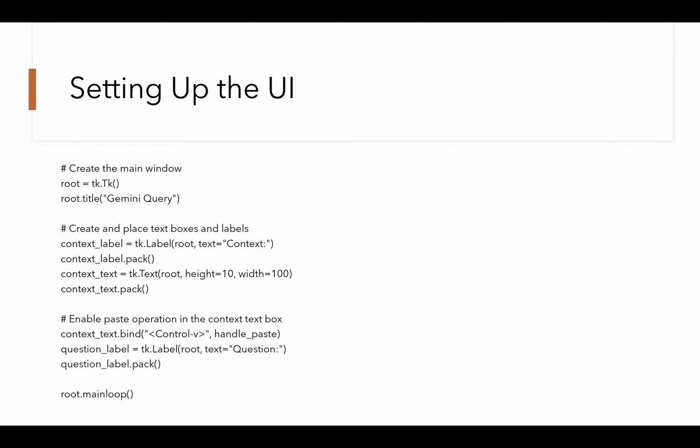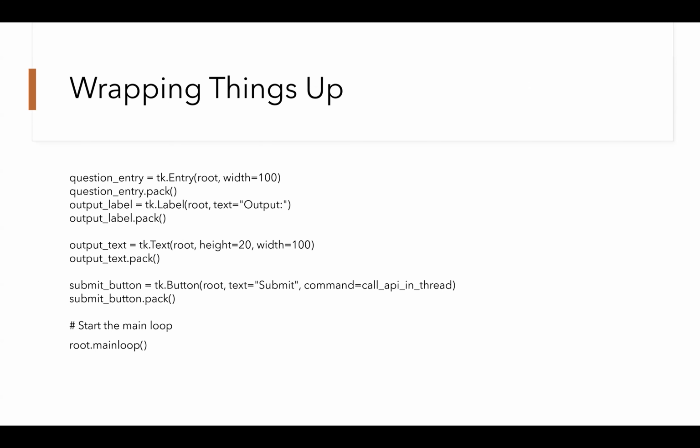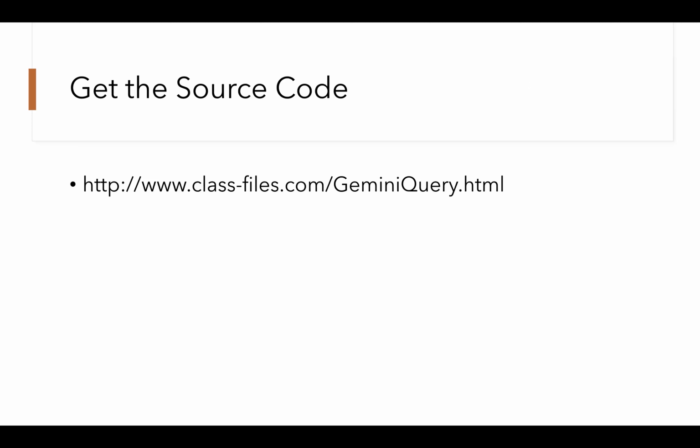And then the rest of the code is just kind of setting up the UI. And I'm not going to go over it in detail because you can download the code to get started. But this is just building the UI, wrapping things up. You can see that on the submit button, I call my thread, call_API_in_thread, that calls the Google Gemini API in a second thread so we don't disrupt the thread that's monitoring the UI. And so again, you can get the source code from my website, and it's Query Gemini or Gemini Query.html. Download that, cut and paste it, and you're good to go.